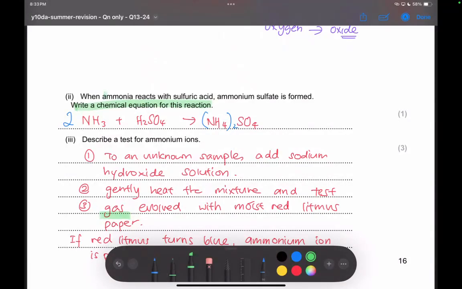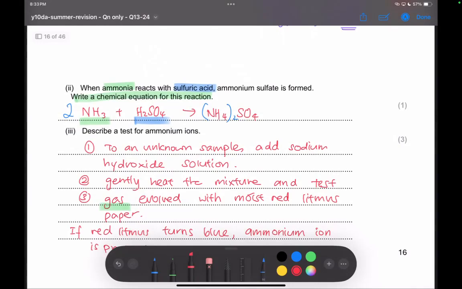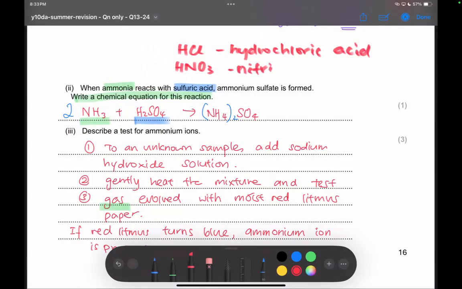So first thing is ammonia. Ammonia is written like this, and then reacting with sulfuric acid. Now, sulfuric acid is one of the common acids that you need to know. The other common acids would be HCl, hydrochloric acid, and HNO3. So you do need to know their formulas: hydrochloric acid and nitric acid.